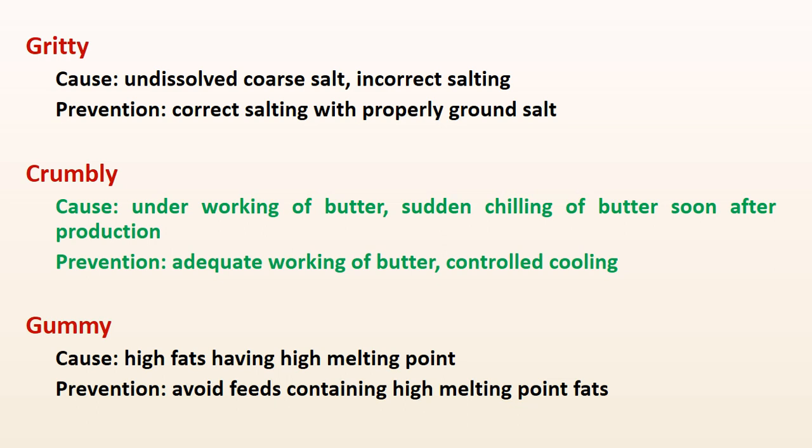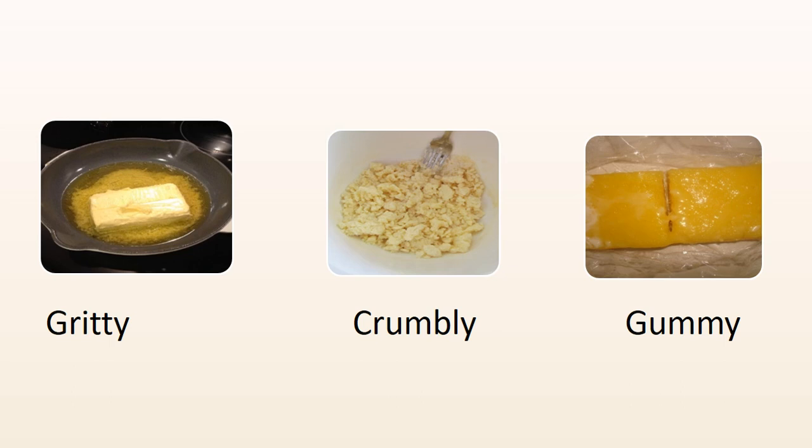The third textural defect in butter is gummy. The cause is high fat content having a high melting point, that is, more fat with high melting point, and the prevention is to avoid feeds containing high melting point fats. So these are some of the common texture defects in butter, their cause and prevention. Here you can see some of the common textural defects in butter, that is gritty, crumbly and gummy.